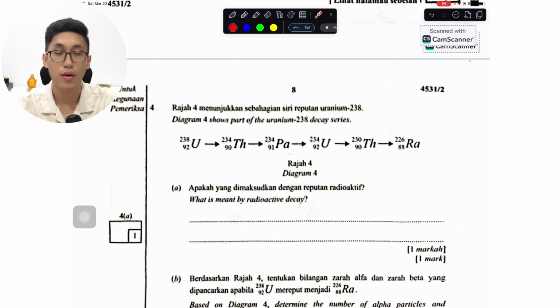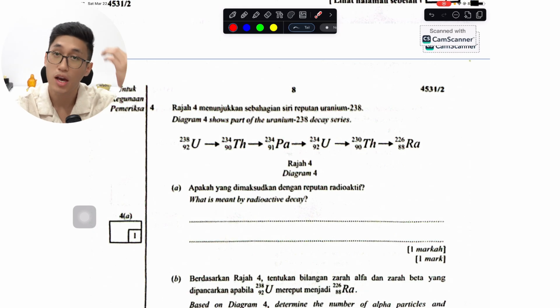Okay, so radioactive decay doesn't happen to everything. Not everything will undergo radioactive decay. Only unstable nucleus will have radioactive decay. So this unstable nucleus, they can either be too big already, too large, or they can have maybe an unbalanced neutron and proton. So all these unstable nucleus, when they want to become more stable, they will have to give off things. They will have to release things to become more stable.